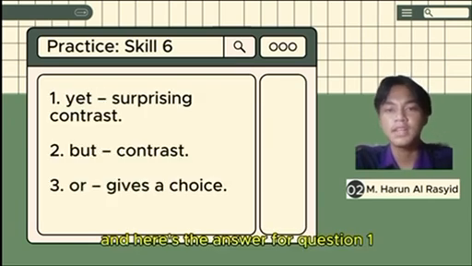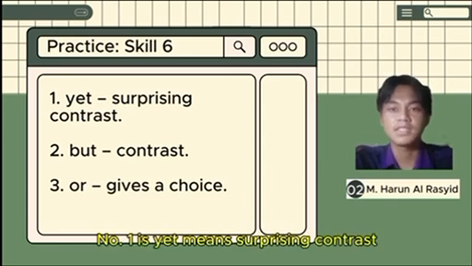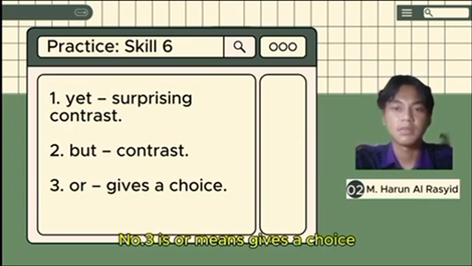And here's the answer for questions 1, 2, and 3. Number 1 is yet, which means surprising content. Number 2 is but, which means contrast. Number 3 is or, which means it gives a choice.